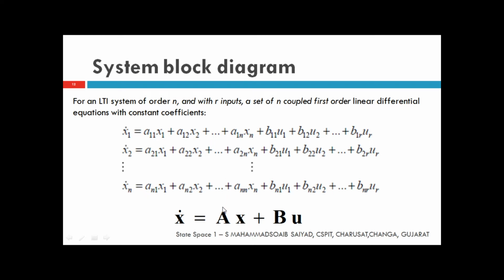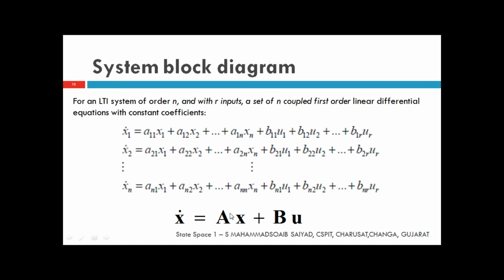So x will be your vector having x1, x2, x3 up to xn, plus this component is nothing but the b component, so it will be an n cross r matrix having the components b11, b12, b13 up to b1r. Okay, so in short I can write x dot is equal to the A matrix multiplied by the X matrix plus the B matrix multiplied by U.